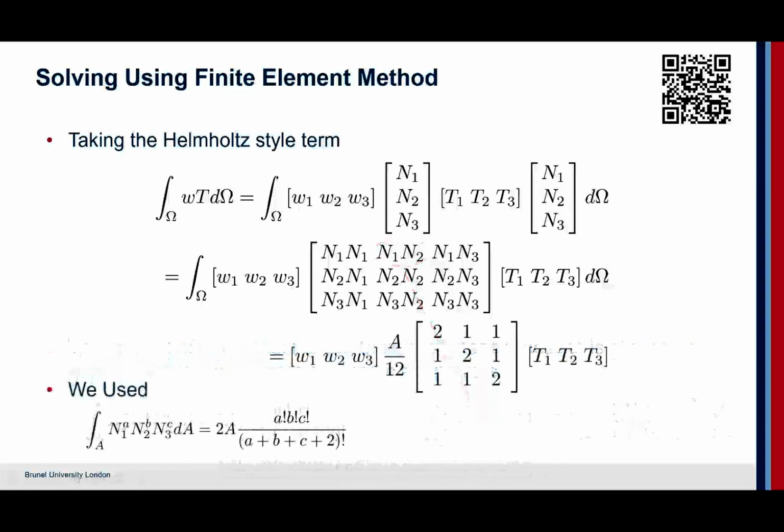If you repeat the same process for n1, n1, you end up with basically twice that expression. So what you end up with is a matrix that's a over 12, with 2's on the diagonal and then 1 on the off-diagonal terms.